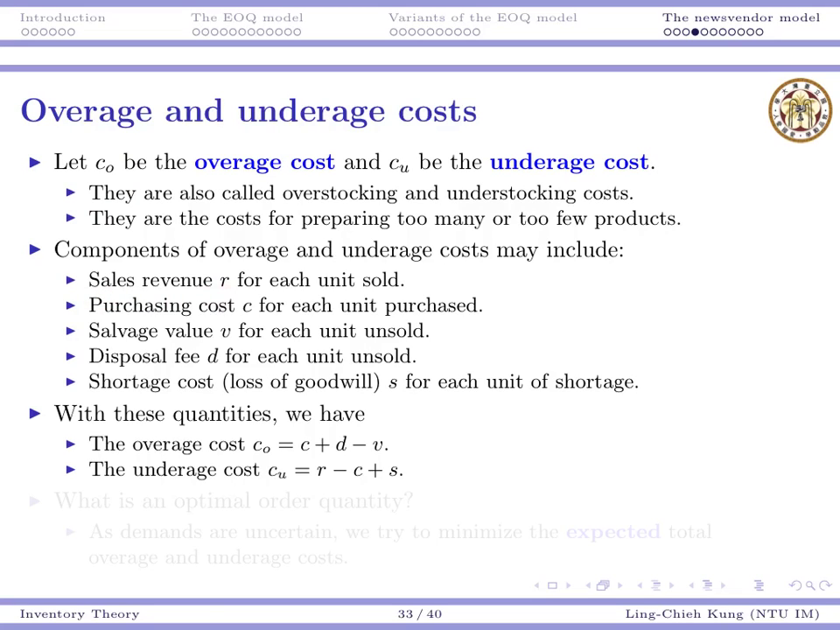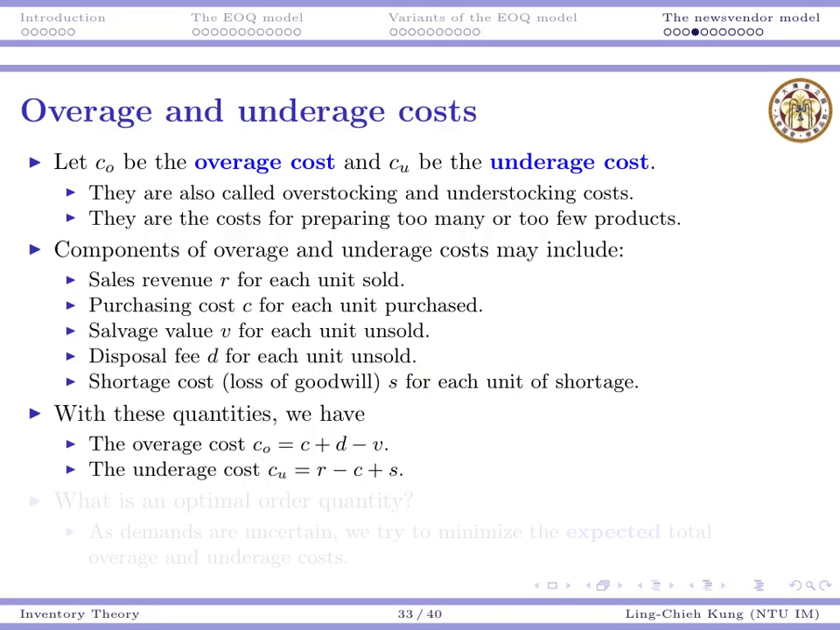A sales revenue R decides CO and CU. A purchasing cost C decides each of them. There may be a salvage value of your product. Salvage value means after the selling season, each of your leftovers can be sold to a recycler or whatever at price V. There may, on the other hand, be a disposal fee. That means for each leftover, you need to pay the recycler a fixed dollar D for them to take away your product. Or sometimes there may be a shortage cost. That means when one consumer comes in and does not get the product, there is a loss of goodwill, and we estimate it as S dollars.